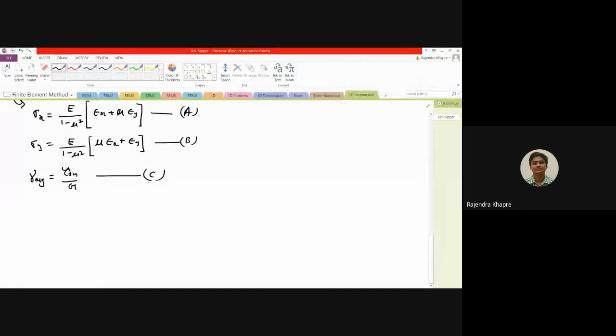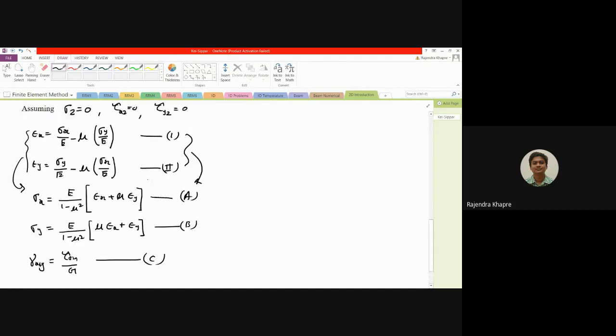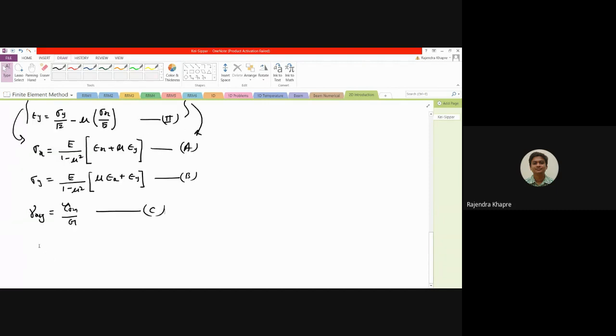The rest of the expressions, like sigma z, is already zero. This is what we have assumed. So now we have assumed three terms to be zero: sigma z is zero, tau xz is zero, and tau yz is zero. The rest of the terms are not zero. So now we have the values of sigma x, sigma y, and sigma z.